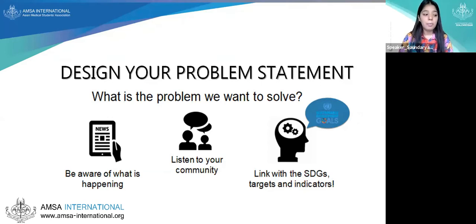Again, reading newspapers, social media, Twitter handles, just seeing what people are talking about, what is affecting who, in what area, at what point in time. And then link it with the SDGs and targets and indicators, which would streamline your work to give you the proper goal and aim.